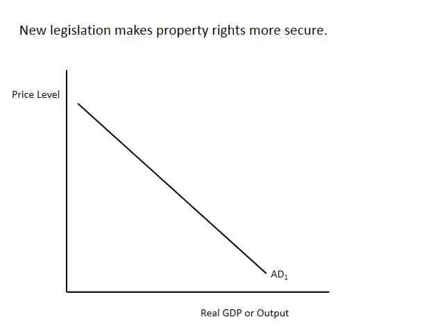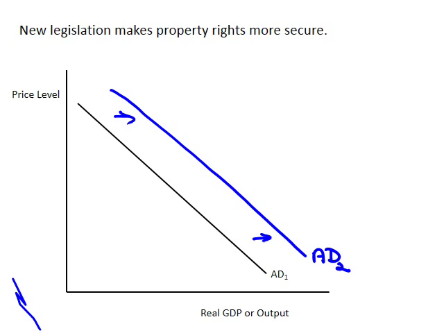New legislation makes property rights more secure. I'm thinking of this one in the context of firms. If firms know that their firms can't be seized, nationalized, taken over by someone else, they'll feel more secure to expand, and they will take on more investment. So AD will shift to the right. The component is I for investment.